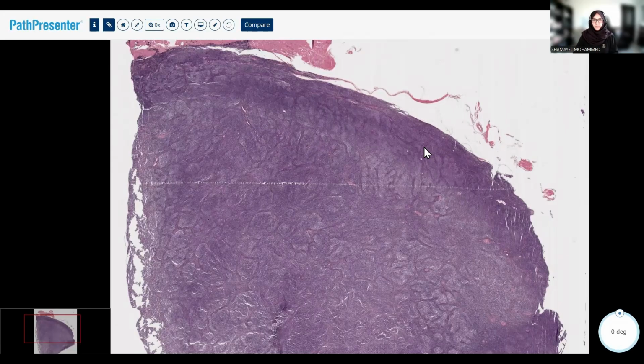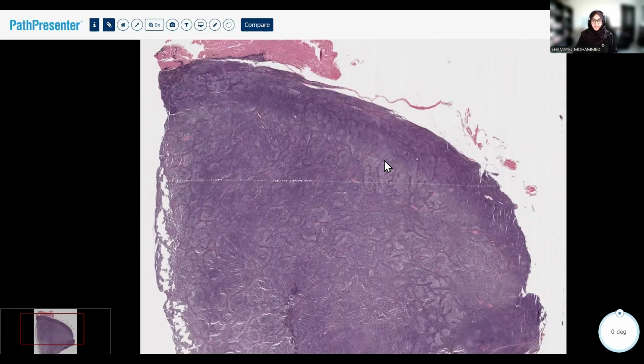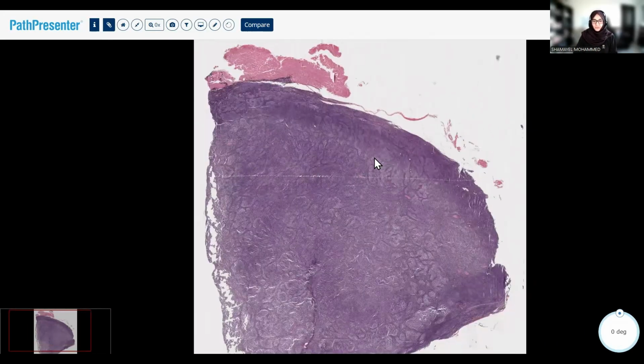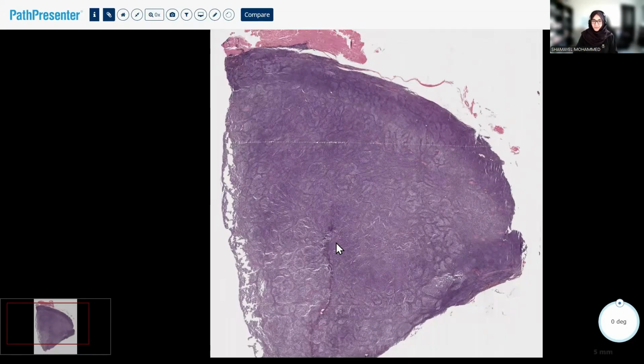Okay, friends, let's start with our case. And right from the get-go, there is something that I would like to point out to our trainees. This is a very nice open biopsy with a massive lymph node of a middle-aged male with generalized lymphadenopathy.